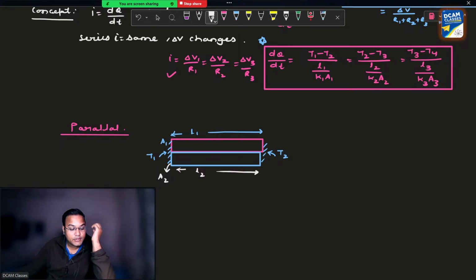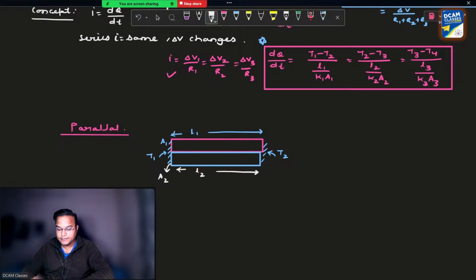How will we know it is in parallel? In parallel, the voltage difference should be same. Meaning the temperature difference between the two ends should be same. That's the thing.